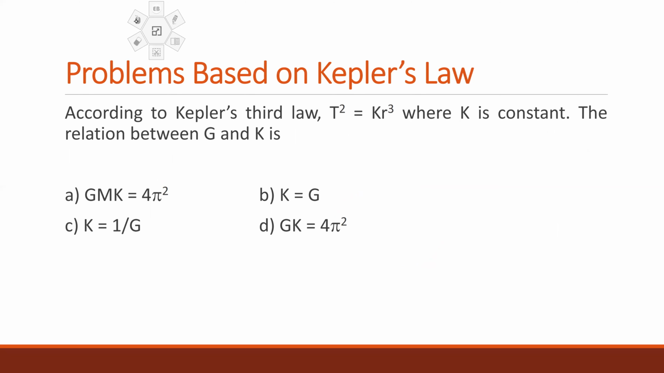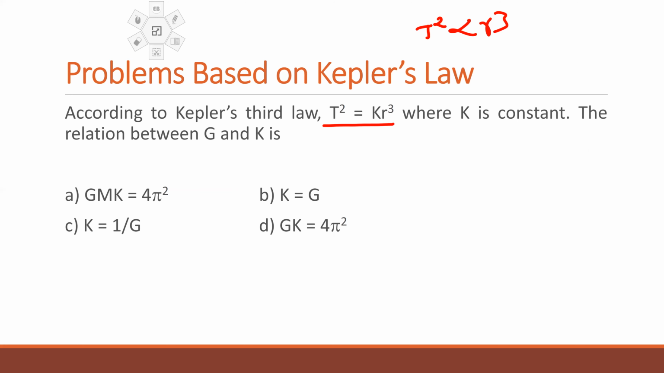Now, according to Kepler's third law, T square equal to K into R cube. That is, we know that T square is directly proportional to R cube, and K is a proportionality constant. Then he's asking the relation between T and K. Okay. Now, I already discussed this one here.